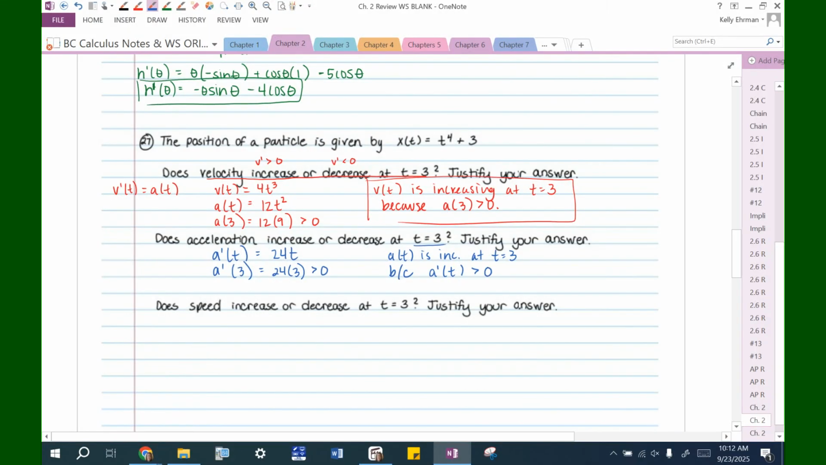You could have said v prime back here. v prime of 3 greater than 0. That's fine too. The derivative of acceleration is jerk, I believe, but I just didn't want to do j of t.